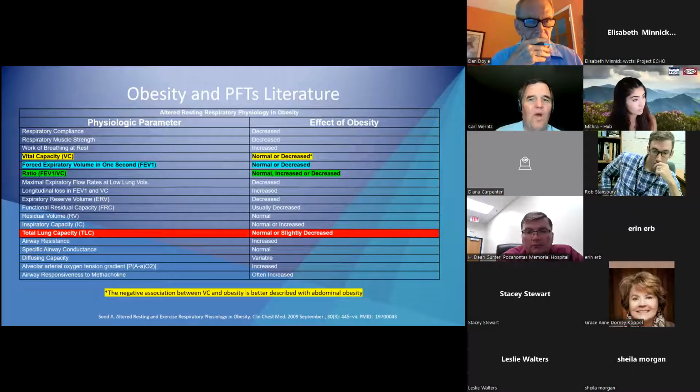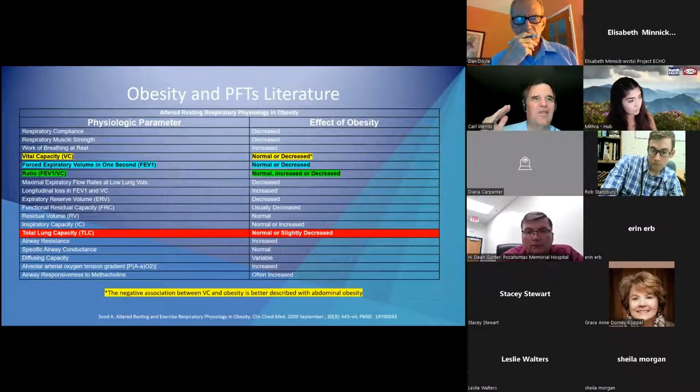The FEV1 is normal or decreased. The ratio can go anywhere, up, down, or sideways. But the total lung capacity will remain normal even in a person where it's due to obesity. So when you start seeing the total lung capacity being more than slightly decreased, like 90s, maybe 80% predicted, when you start seeing the total lung capacity going down, that's something you need to pay attention to, as suggesting that it's something more than just their obesity.